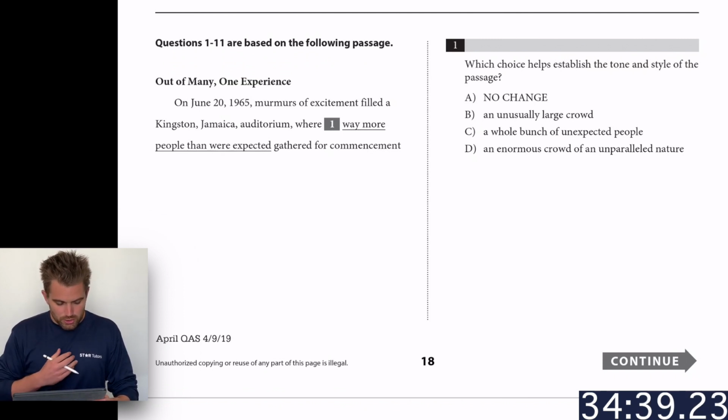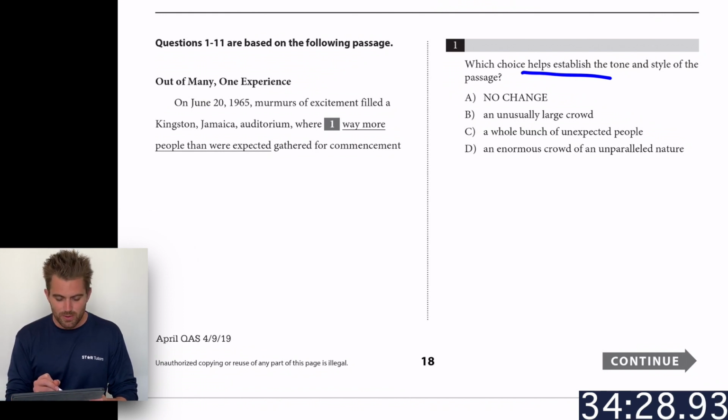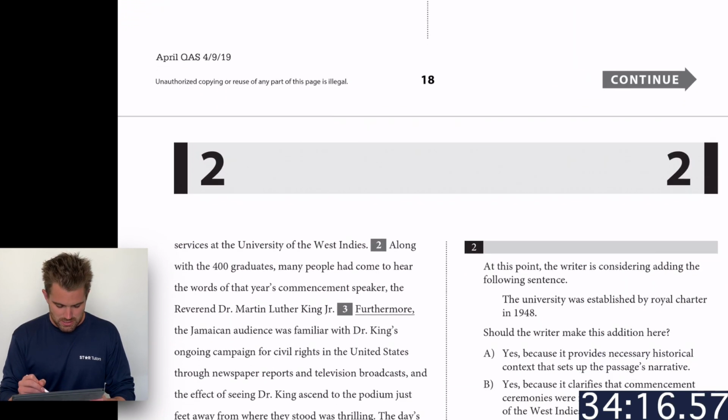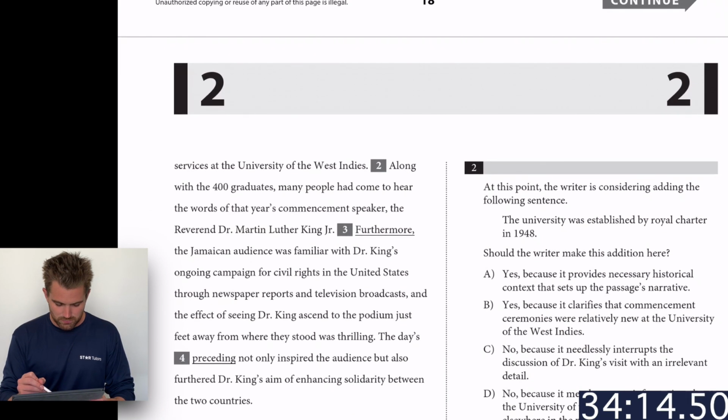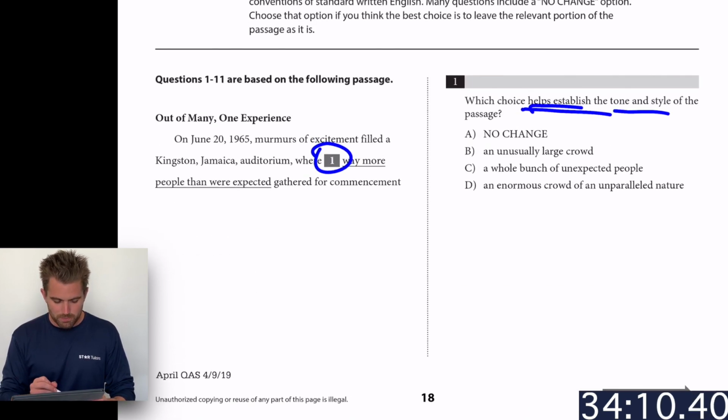Okay, so on June 20th, 1965, murmurs of excitement filled the Kingston, Jamaica auditorium where way more people than were expected, which best helps establish the tone. The great part of the writing and language section, guys, is that they tell you exactly where to look and what you're supposed to be doing. This says which choice best helps establish the tone and style. Well, tone first of all: murmurs of excitement filled the Kingston, Jamaica auditorium, gathered for a commencement service at the University of the West Indies, along with the foreign graduates. Way more people than were expected.